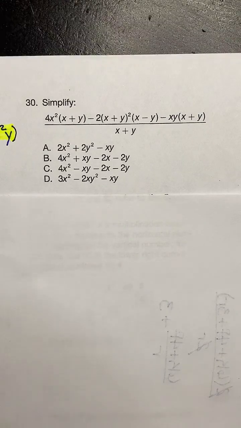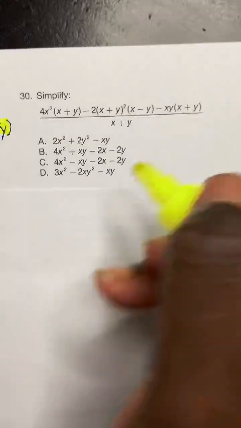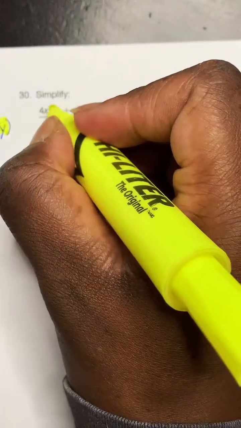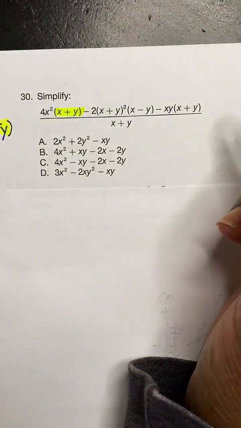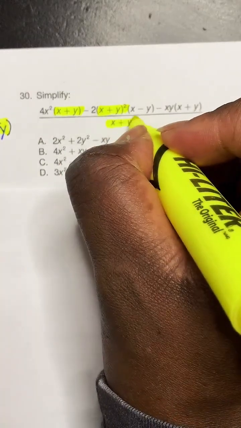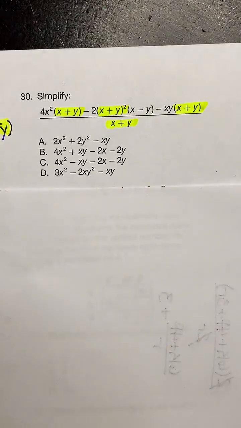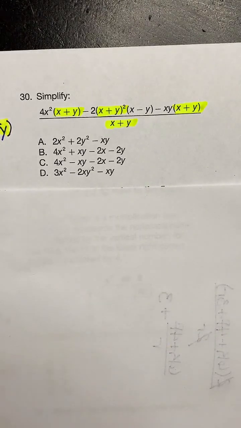All right. So let's take a look. Okay, similar to that one problem that we had earlier. I think it was 28, if I'm not mistaken. Look inside the parentheses. We got x plus y. We have x plus y squared. We are being divided by x plus y. And we have another x plus y. So this is what can happen.